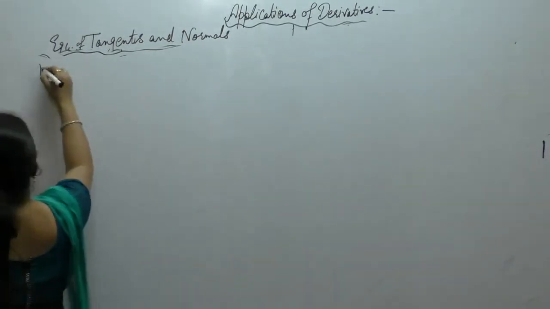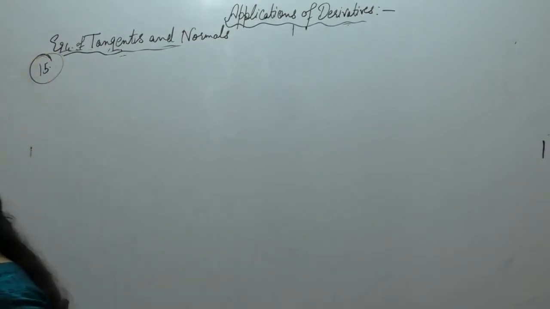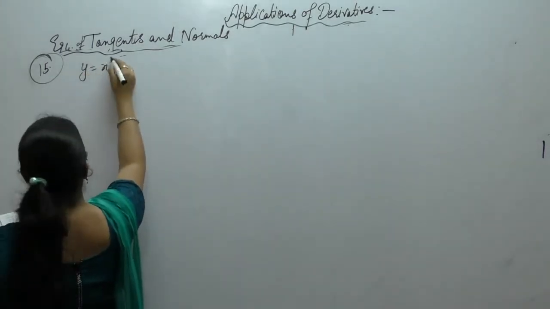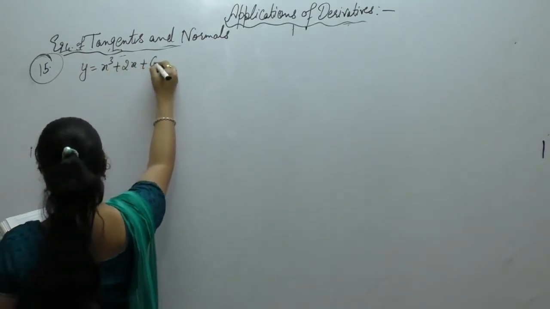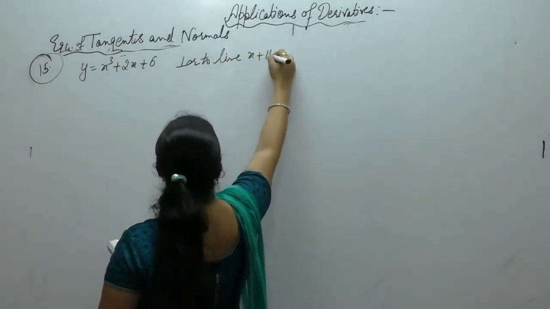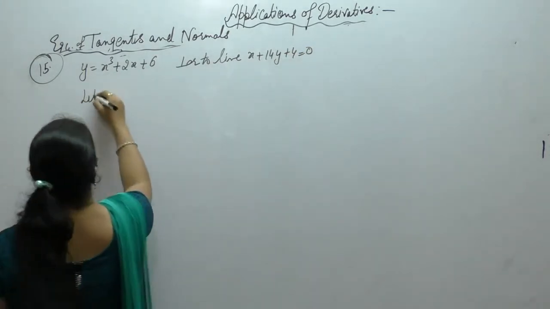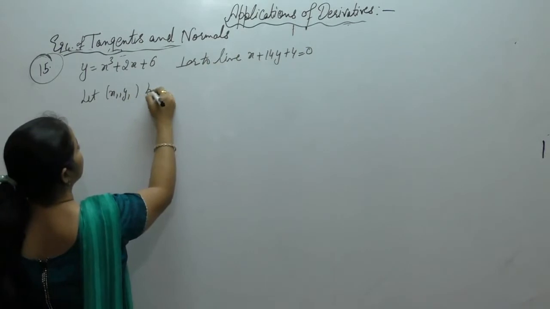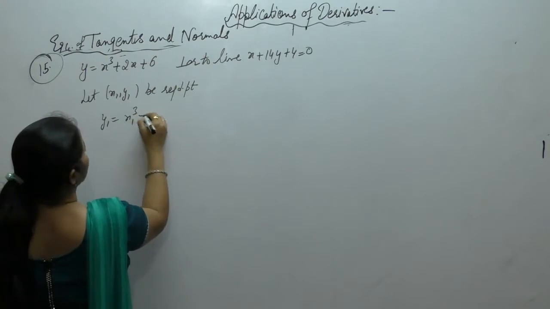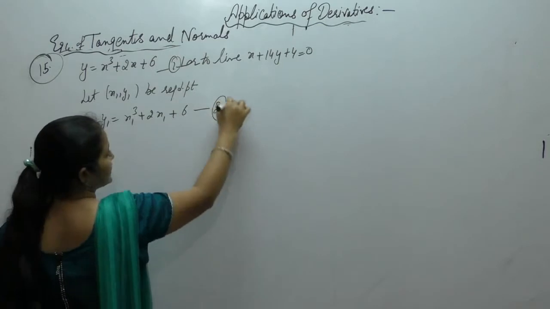Next one is: find the equations of tangents to the curve y equals x cube plus 2x plus 6, which is perpendicular to the line x plus 14y plus 4 is equal to 0. Let (x1, y1) be the required point that will lie on the given curve. So y1 is x1 cube plus 2x1 plus 6. Let this be equation 1 and this as 2.